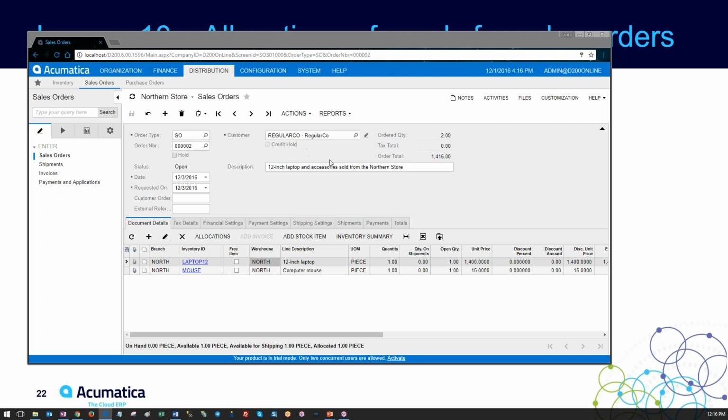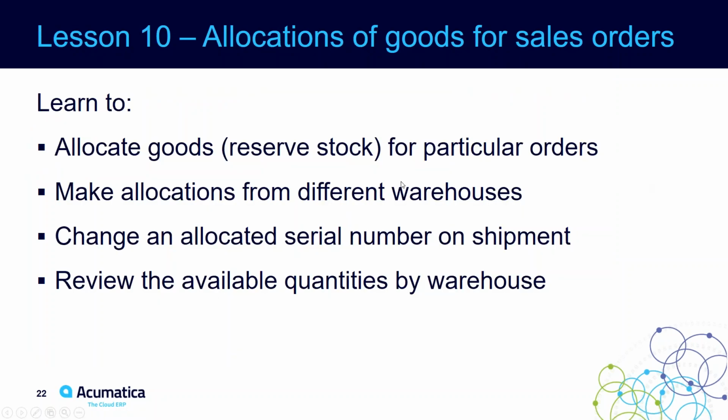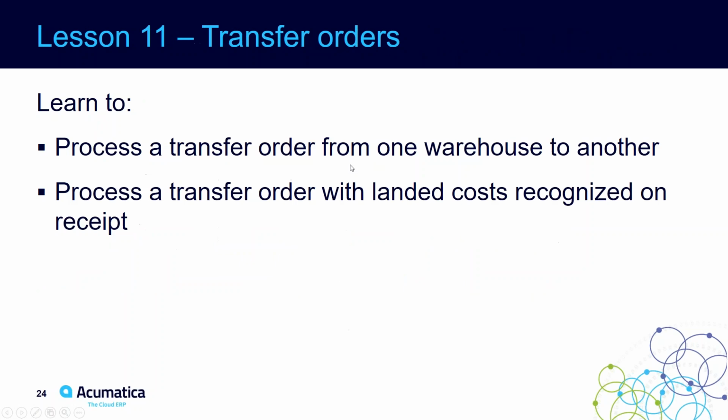Okay, so let's take a pause here. Let's go back to our presentation, and we are going to see on lesson 11 how to process a transfer order from one warehouse to another, and how to process a transfer order with landed cost recognized on the receipt. So this is our objective on lesson 11, that is starting on page 116.